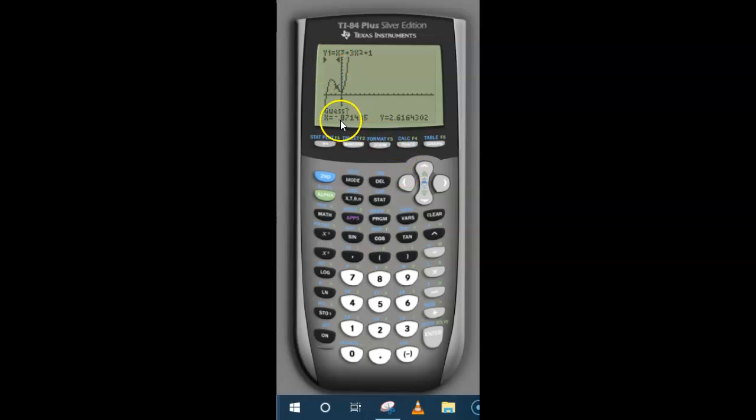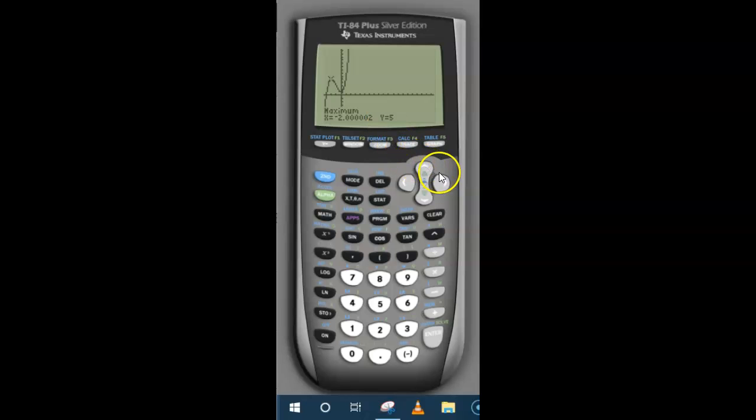So now it says guess. It wants me to go as close as possible to that point. And I will. And then I'll just hit enter. Once I do that, it's going to give me a point. Okay? I know that my maximum is at -2, 5.